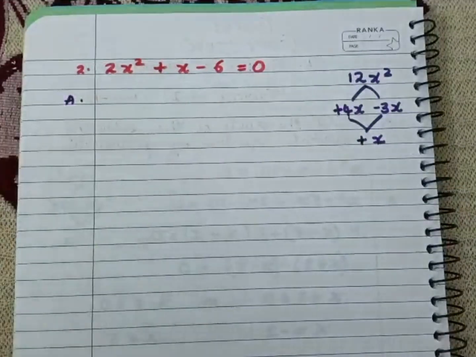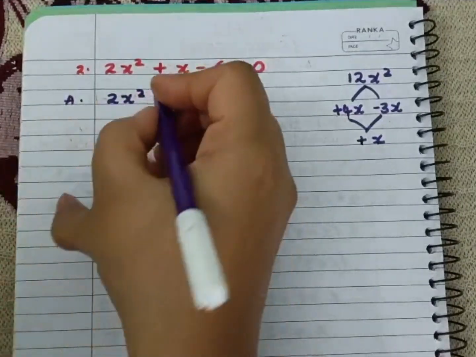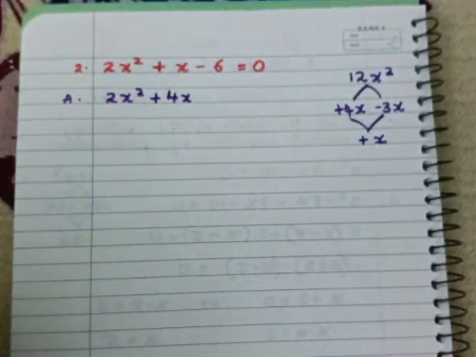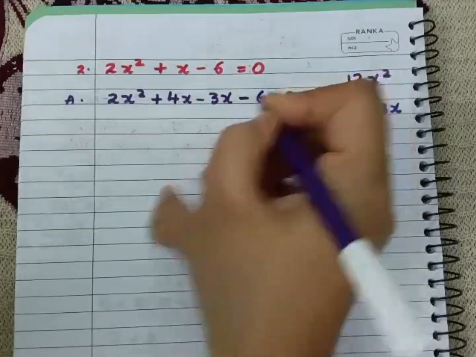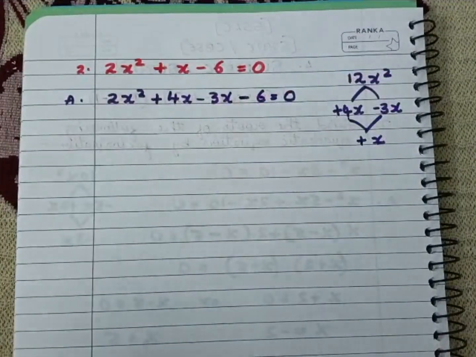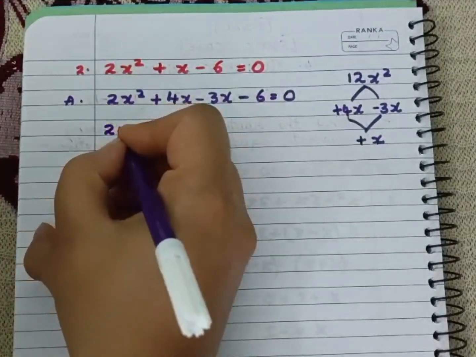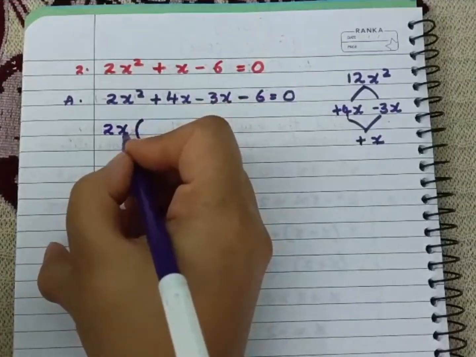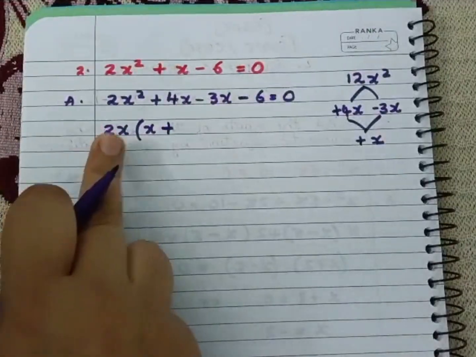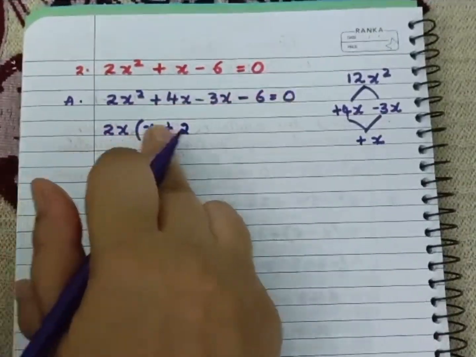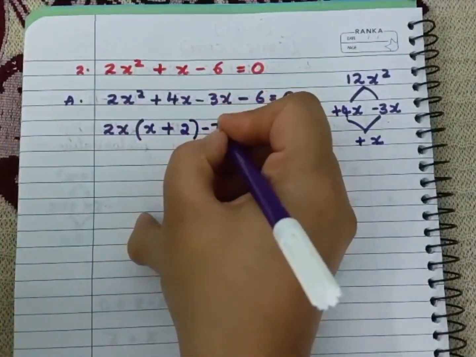Now the answer is, I'm going to write 2x square plus 4x minus 3x minus 6 is equal to 0. Now, how am I going to get 2x square? I'm going to take 2x into x, which is 2x square, plus I'm going to add 4x, since 2 2s are 4. 2x into 2, that is 2 2s are 4 and x, 4x. This minus 3 I'm going to write over here.